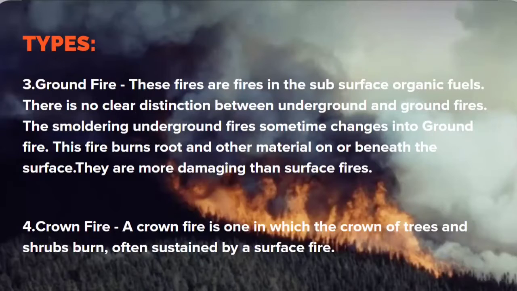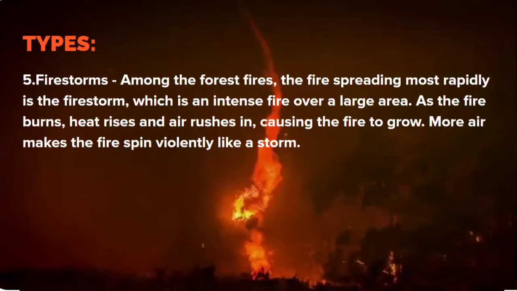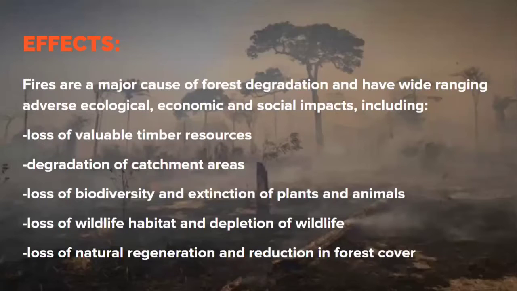Fourth one is crown fire. A crown fire is one in which the crown of the tree and shrubs burn, often sustained by a surface fire. Fifth one and the most deadliest one is firestorm. Among the forest fire, the fire spreading most rapidly is the firestorm, which is an intense fire over a large area. As the fire burns, heat rises and air rushes in, causing the fire to grow. More air makes the fire spin violently like a storm, causing very adverse effects.